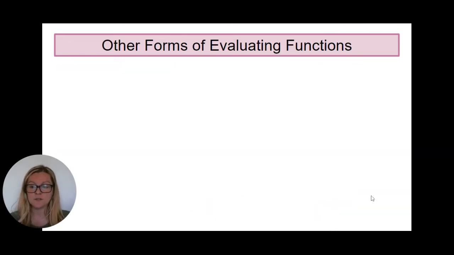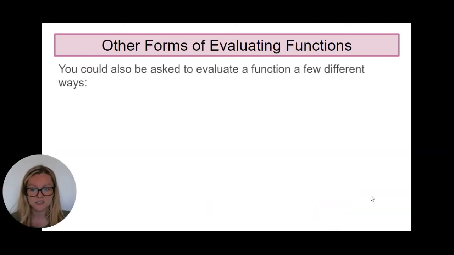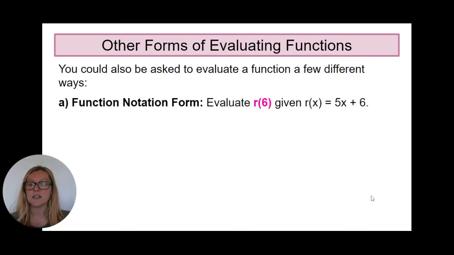There are a couple different ways they can also ask you the same question, but just a little bit different verbiage. So the first way is in function notation form. So they could say evaluate r of 6 given the function r of x is equal to 5x plus 6. It literally did the first step for you. It's like, hey, take 6 and put it wherever you see x. So you just need to also plug it in for the x in the equation. And then you're just going to use order of operations and solve, and we would get 36. Again, you could also write it as a point if you needed to.